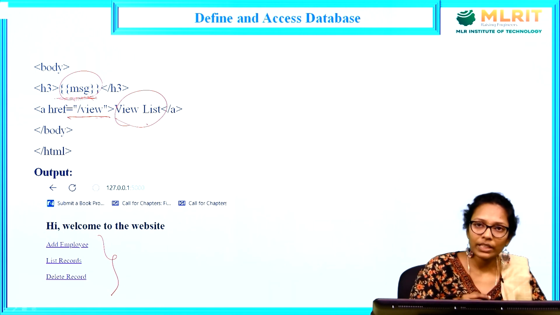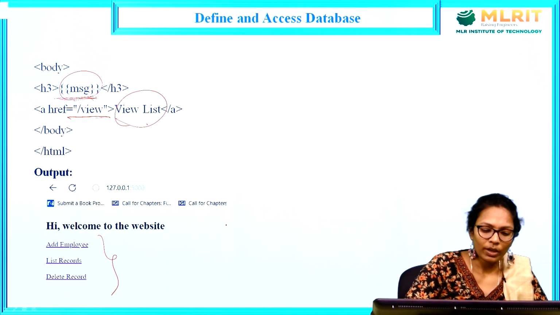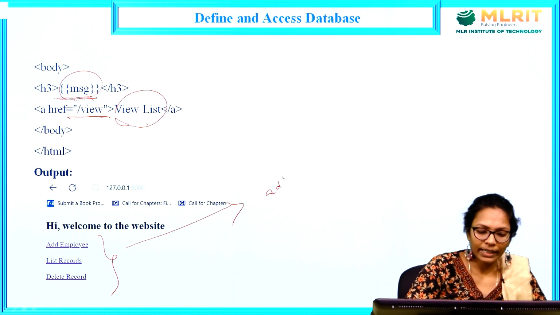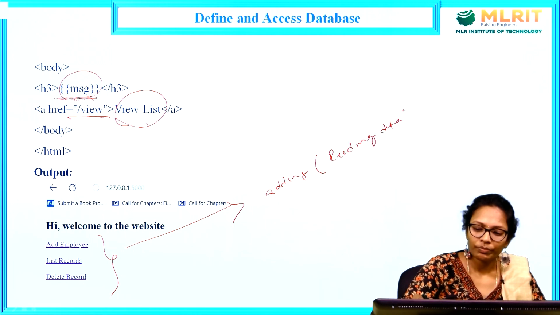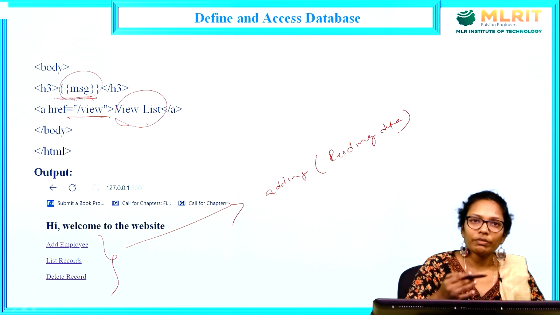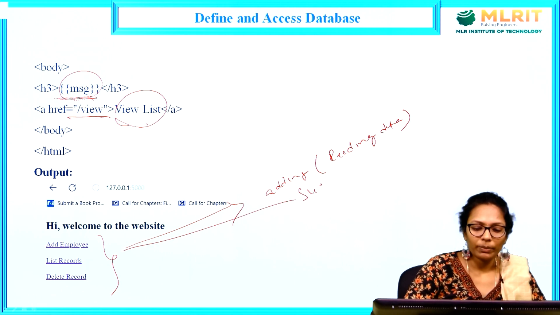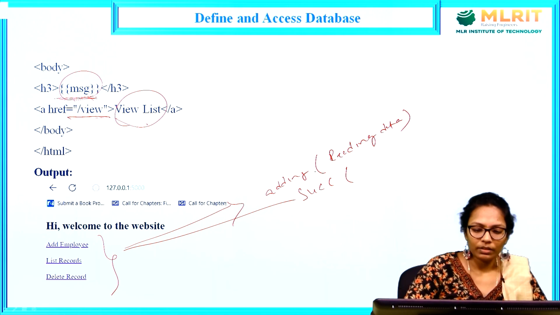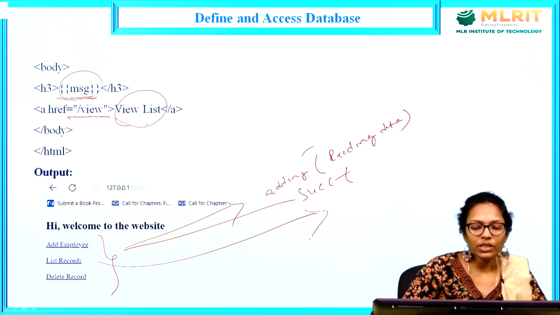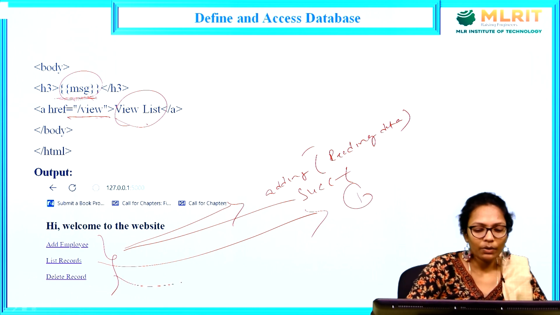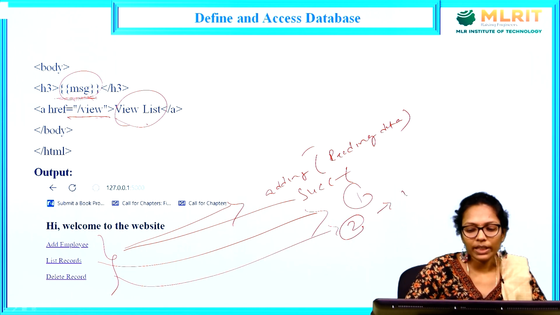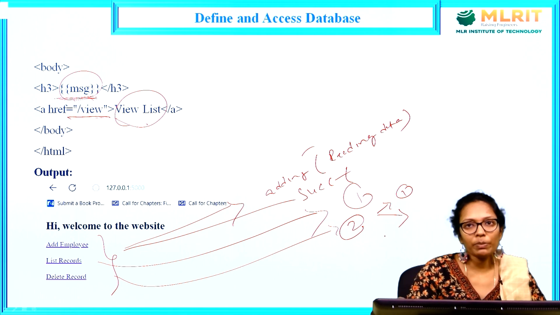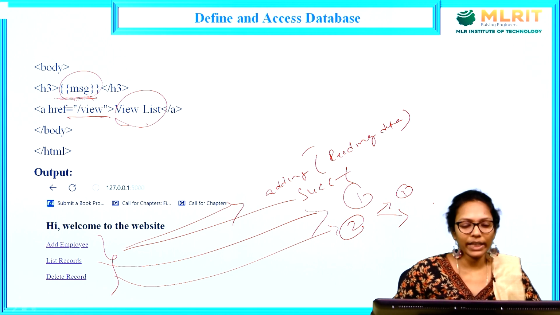For each of them, we have 2 HTML files. One is for adding, in the sense of reading data from the user, and after adding, it is redirecting to success.html. That means it is displaying a message whether you have added successfully or not. For listing records, we have 1 HTML file. And for deleting, we have 2. One is for deleting and the other for a confirmation message whether you have deleted successfully or not. That is delete_record.html.